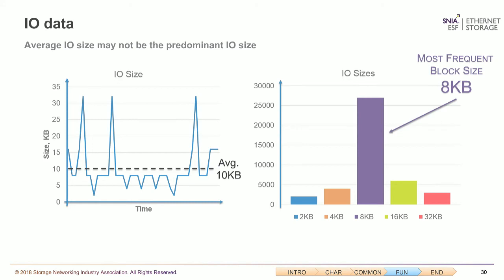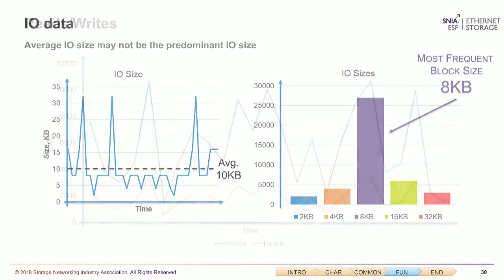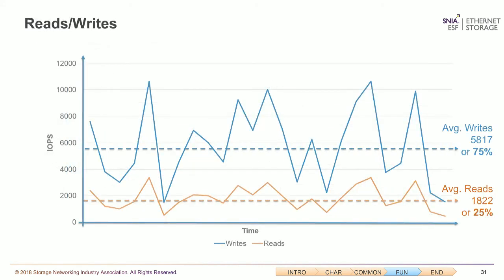All right, so which one are we missing in here? Is it random or sequential? I think sequential is not there. How about reads and writes? So after some poking around, I was able to get some reads and writes data. And it looks like that. I averaged them out for you so you don't have to guess. It came out that we have about 75% writes in this particular storage array.